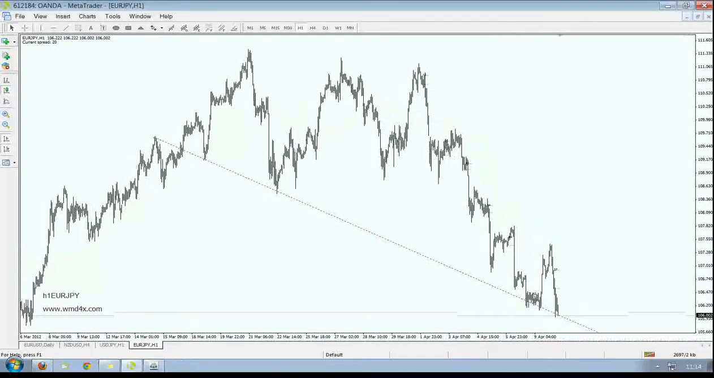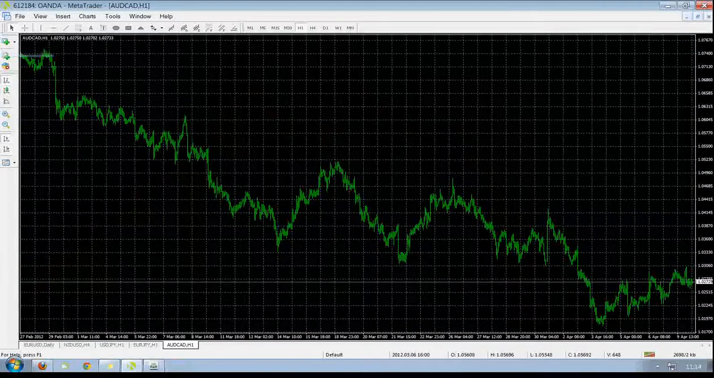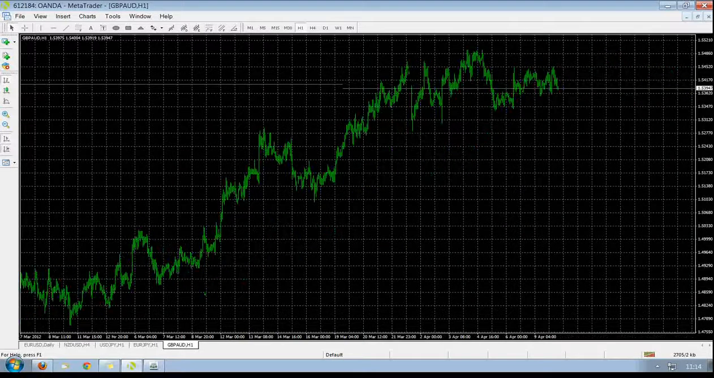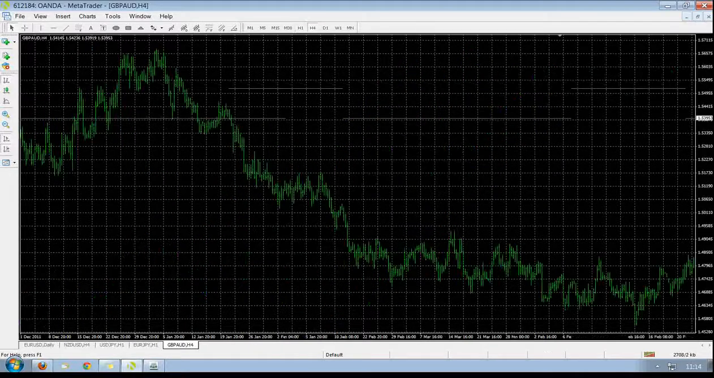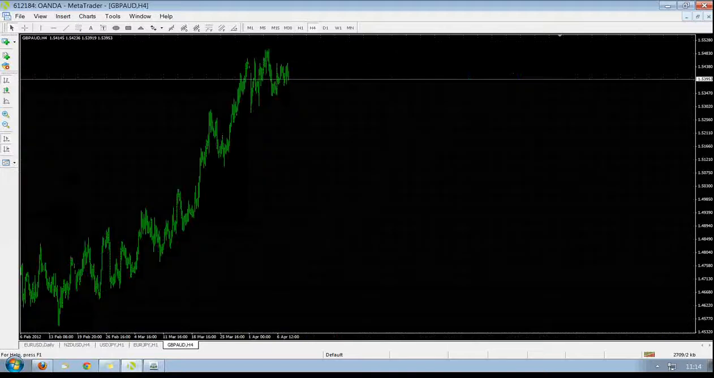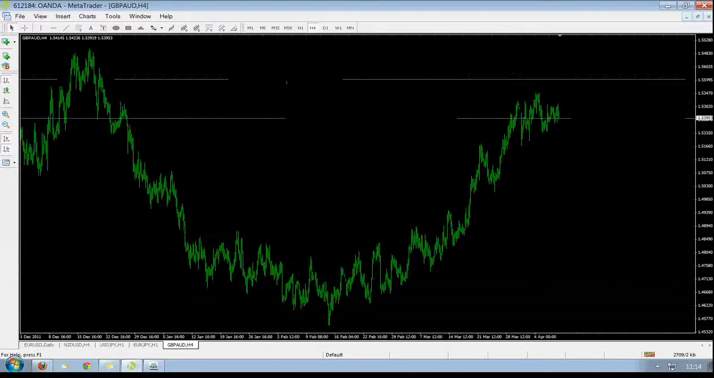Another example which I can give you is, let's have a look at GBP AUD. All right, so GBP AUD, this is something which we looked at maybe at the beginning of last week or before, but let me first find what I'm looking for, right? So here we go.